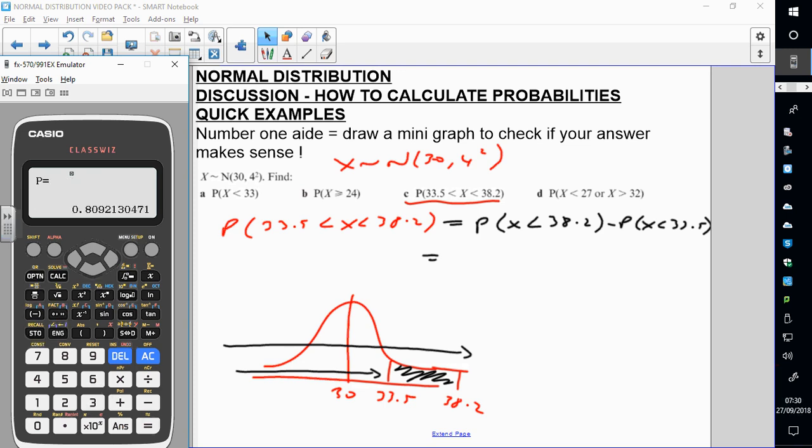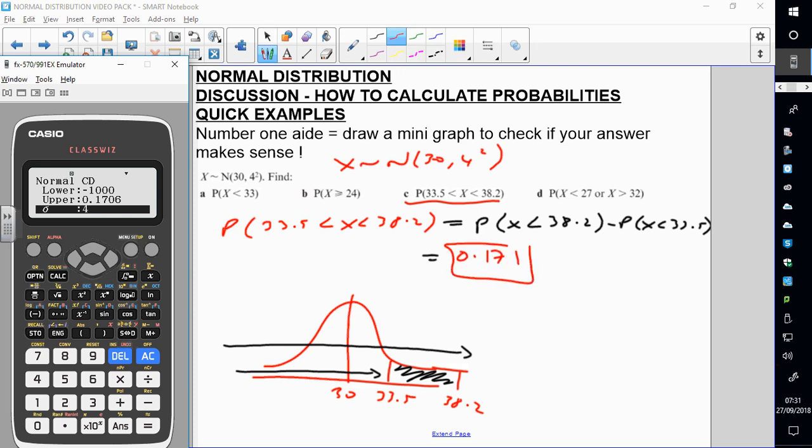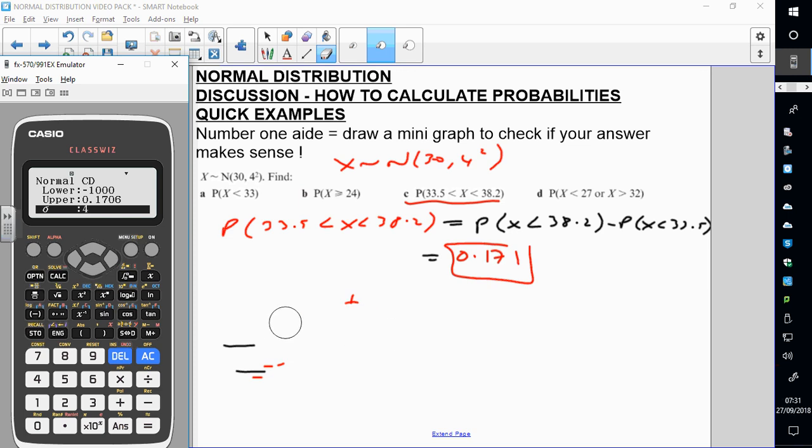And then we go store B. And then we go back to our upper, and we go alpha A, subtract alpha B. And then we get 0.1706, so 0.171 to 3 SF. Do you see? Cool. And again, that makes sense. It can't be bigger than 0.5, can it? Because it's definitely under 1/2. So that makes sense, and that's why we're drawing that picture.